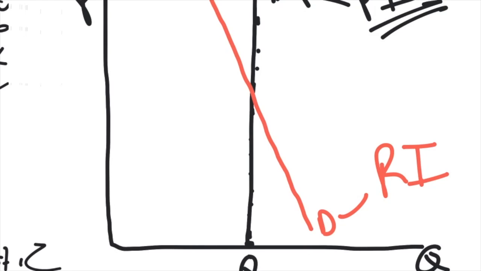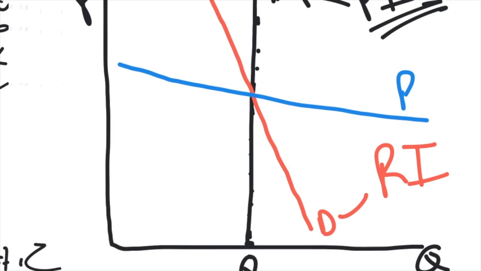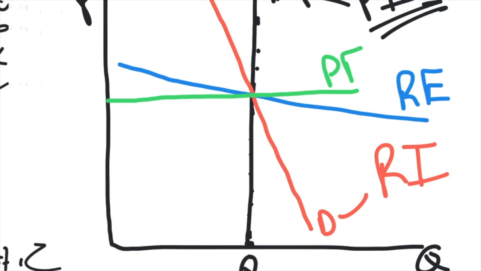And then we could have a demand curve that is something like that, and we could call that one relatively elastic. And then we could have a demand curve that is perfectly flat, and we could call that perfectly elastic. So the different slopes of these demand curves indicate how elastic or inelastic they are.